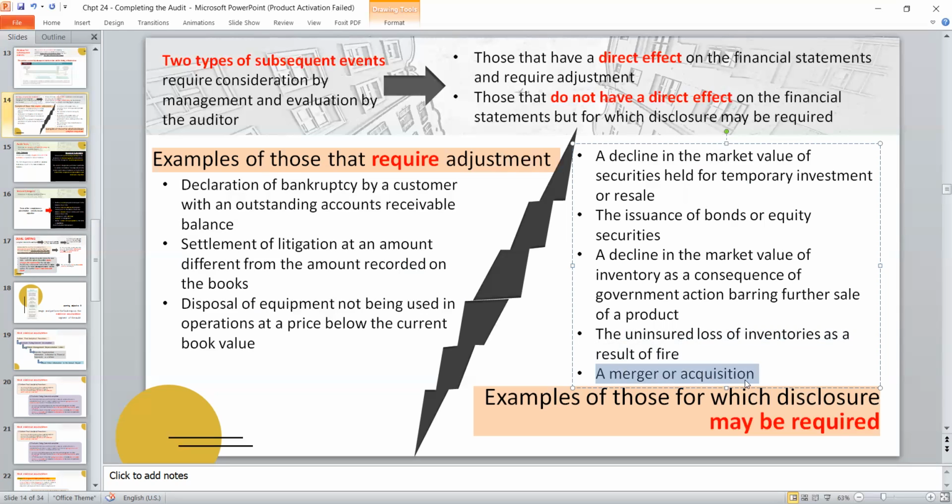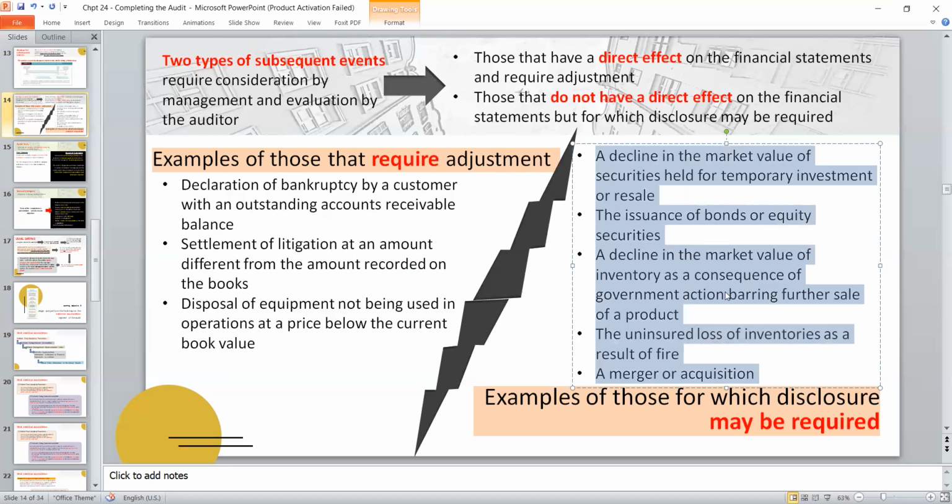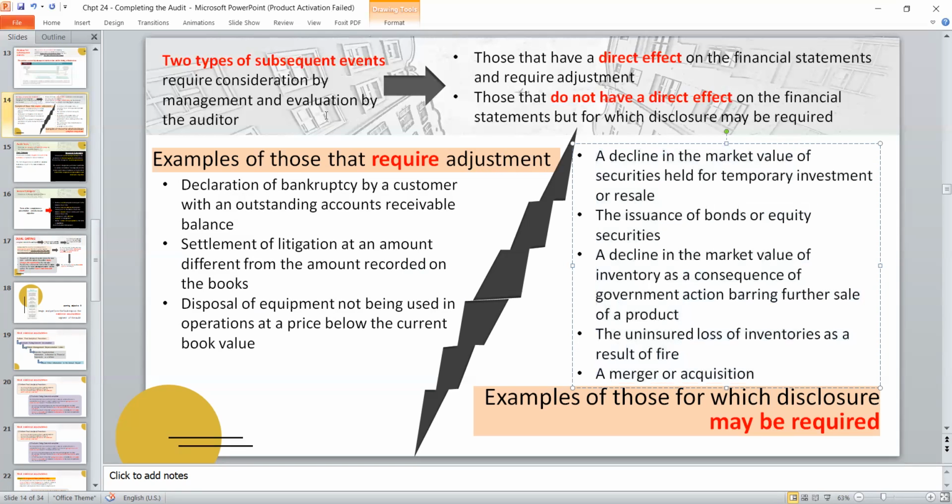And of course merger and acquisition also, you have to disclose this kind of event, because once again all of this will affect the users, the stakeholders of the financial statement. Okay, direct effect, indirect effect. These are the examples.